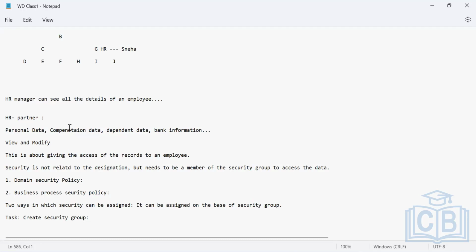In modify, do you have delete also? Modify means you can create, edit, delete, update, upsert. You can do anything.